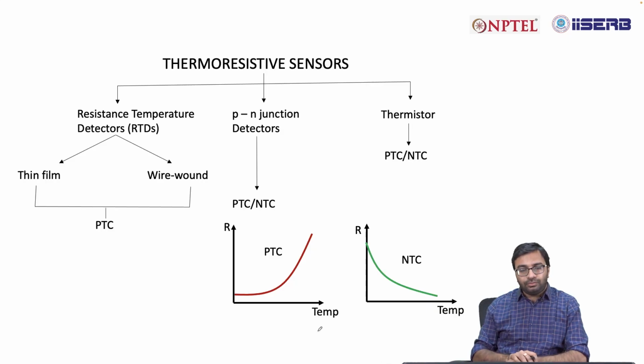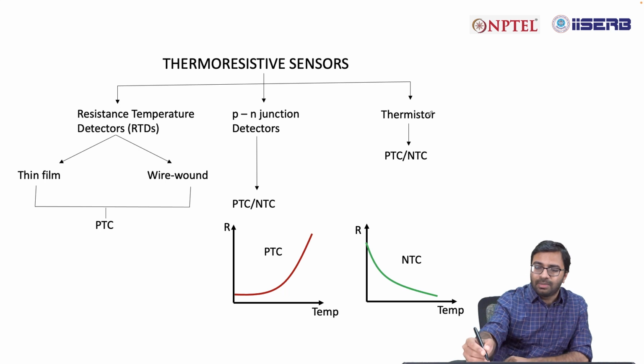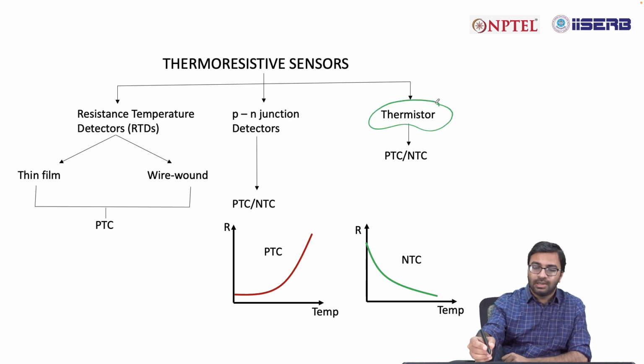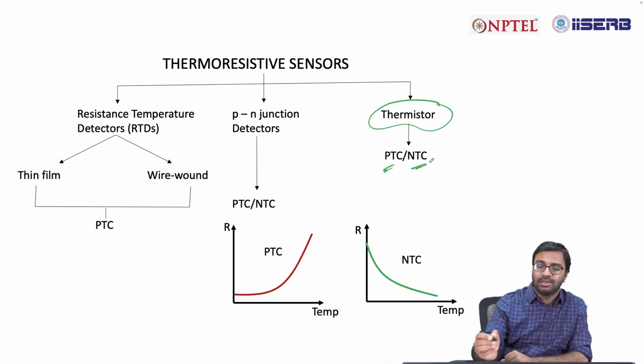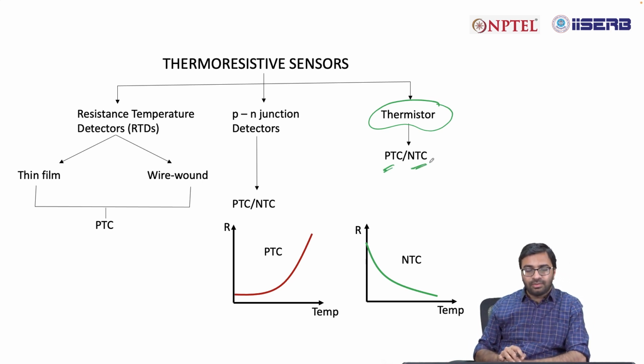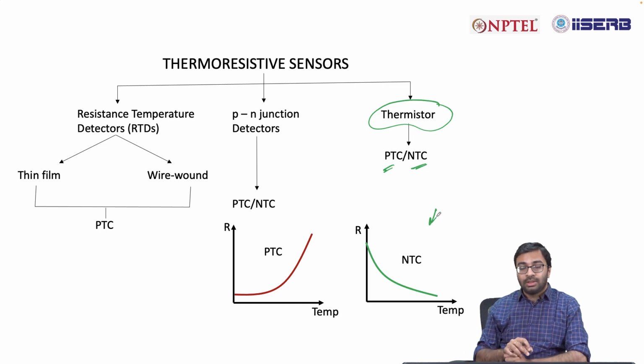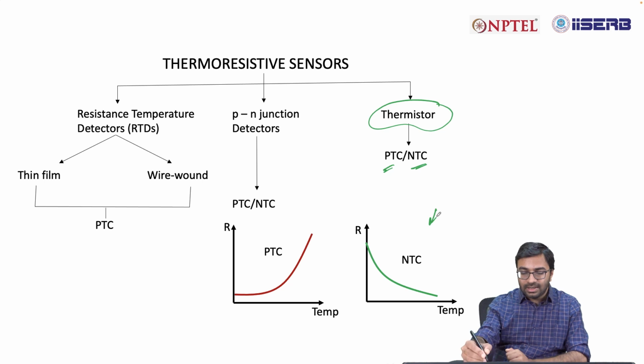Similarly, as we have discussed before, in this case we have taken an example of a thermistor. A thermistor can be PTC and NTC. PTC means positive temperature coefficient or positive thermal coefficient, and NTC is negative temperature coefficient or negative thermal coefficient. In this case, the sensor that I have shown you is an NTC type of sensor.